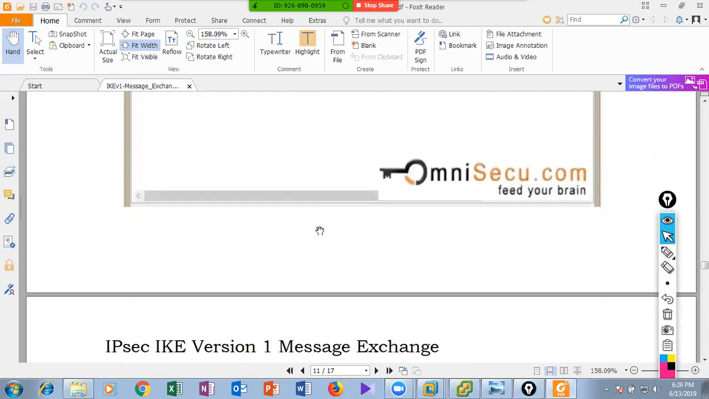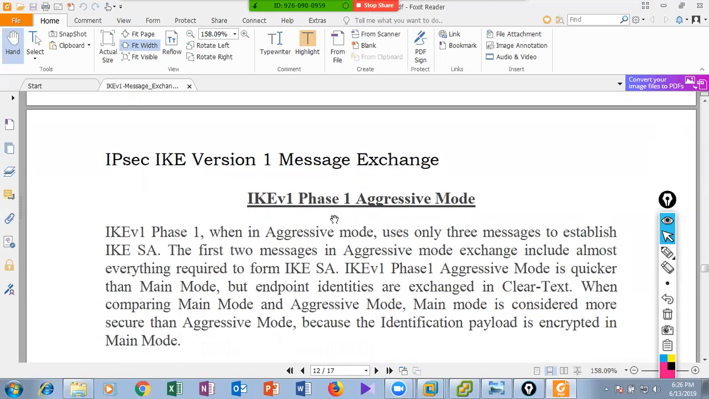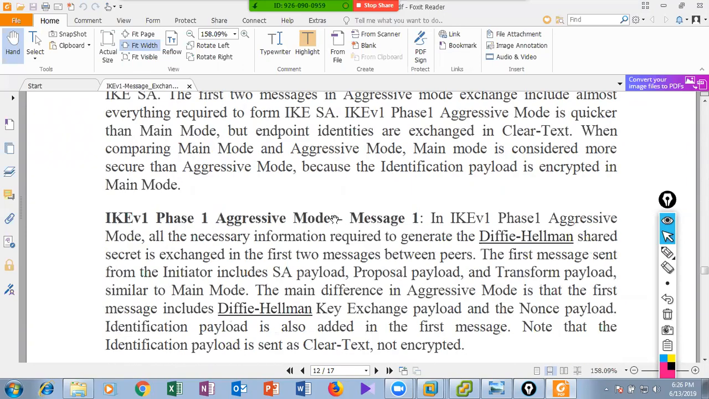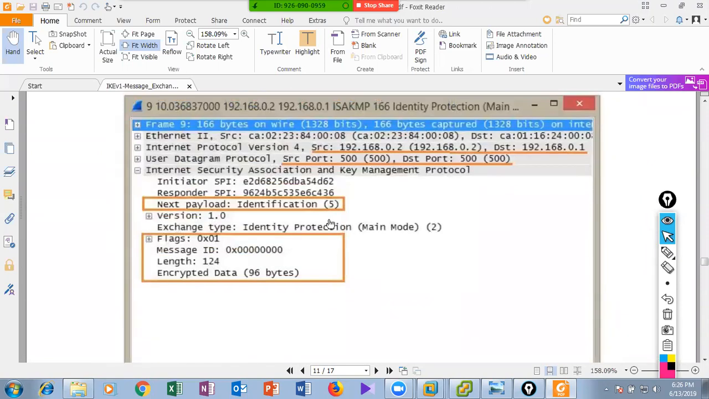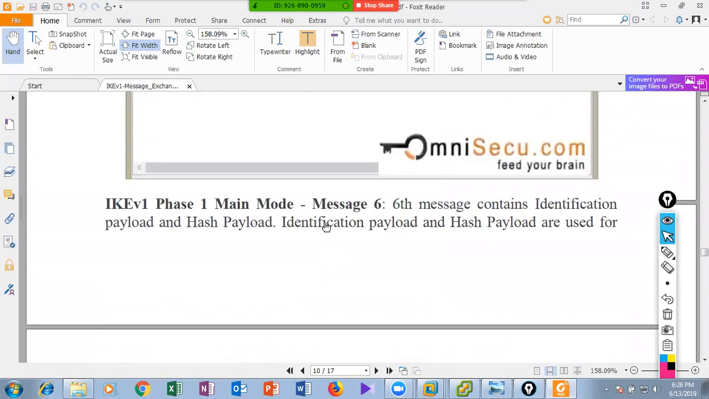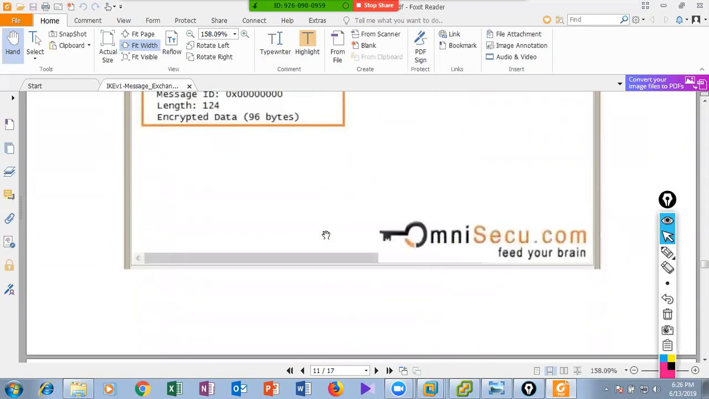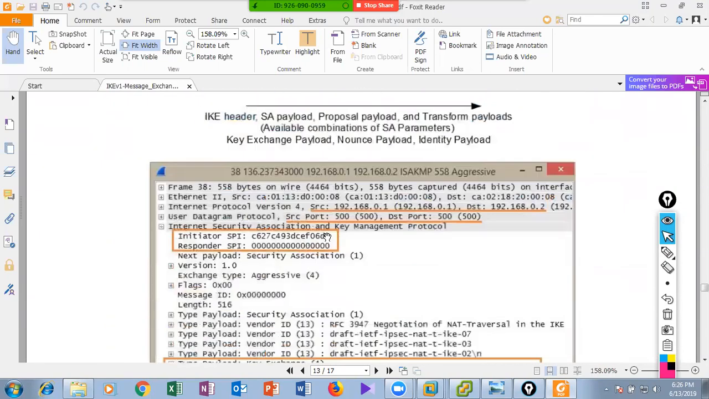And once the authentication happens successfully, then what happens? Then the phase 1 will get established. And once phase 1 gets established, only then will phase 2, the quick mode, get established. And before it establishes the quick mode, it will re-verify. 3 message exchanges will be there.